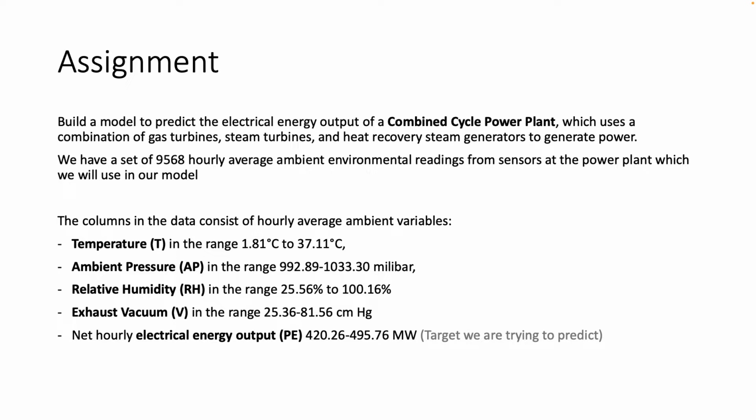The final assignment involved forecasting the energy output for a combined cycle power plant. The input variables are temperature, ambient pressure, relative humidity, and exhaust vacuum. The predictive value that we are trying to get is electrical energy output.